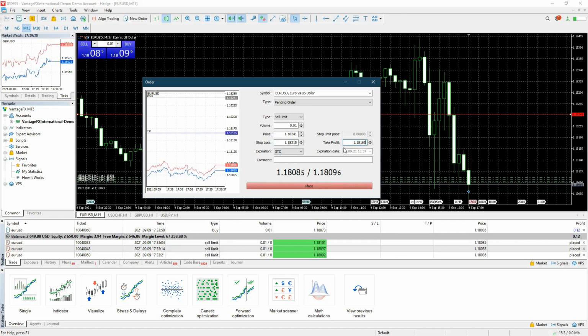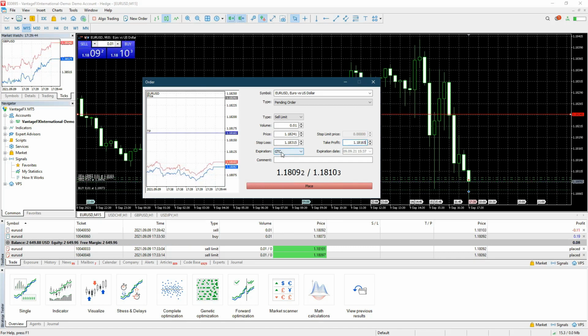Okay, so now you would select the expiration date. Good till cancelled means this pending order will remain active until you cancel it. If you don't want it that way, you could select a specified date or time you want it to close if the order is not filled. For instance, you can have the broker automatically delete the order if it's not filled within a day.